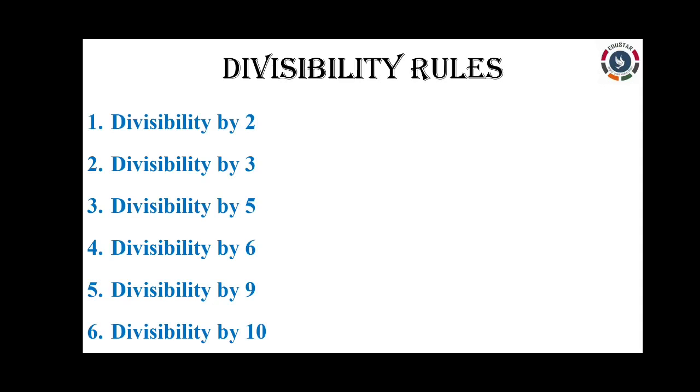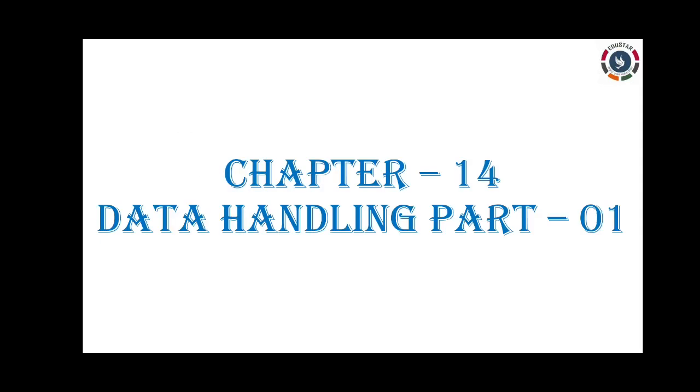I hope, students, now you are all clear about divisibility rules. Today we are going to start a new chapter, Chapter 14, Data Handling. In this chapter, we will see what data is and how to represent the data. Data means a collection of information about something. Let us see this with an example.